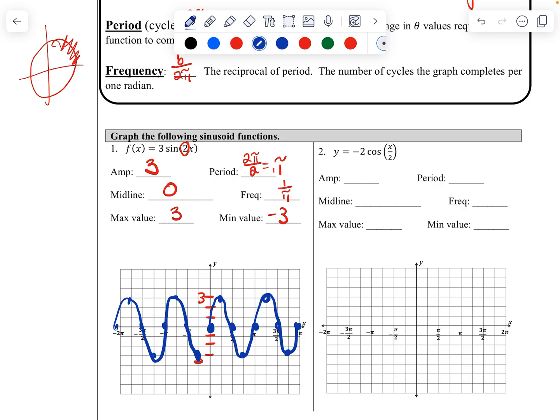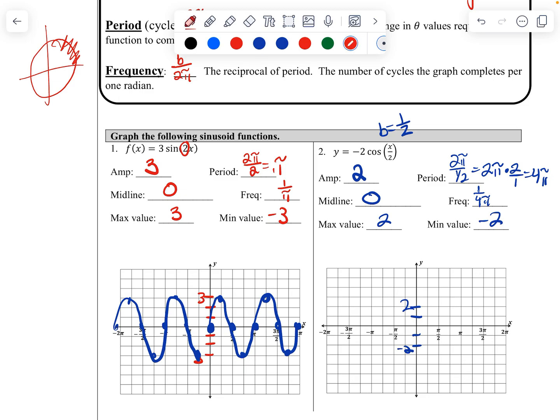All right, so our next one, our amplitude, the absolute value of our A value is 2. What is our B value on this one? Well, it's 1/2. So 2 pi divided by 1/2. So 2 pi times the reciprocal, 2 over 1, is 4 pi. So our frequency is 1 over 4 pi. Again, our midline is 0, so that means our max value is 2 and negative 2.